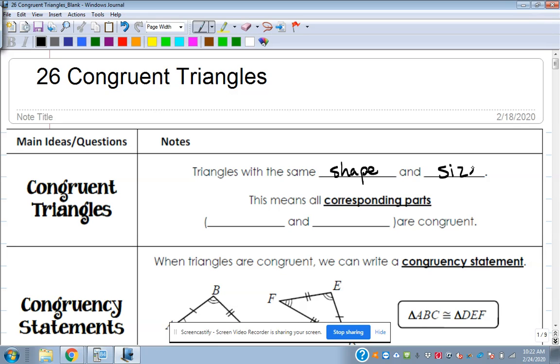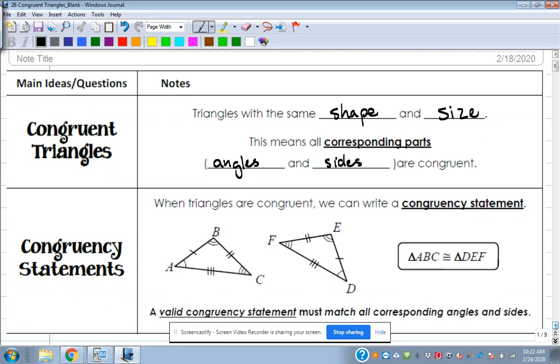And size. That means that corresponding parts, so angles and sides, are congruent. So a very important part of congruent triangles are the congruency statements. And you can really mess things up if you don't do your congruency statements correctly.